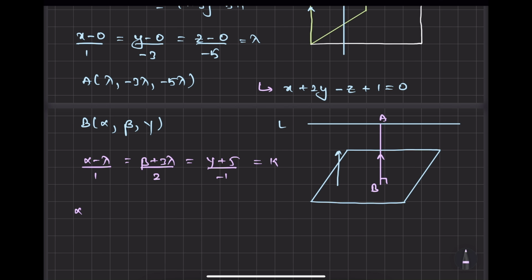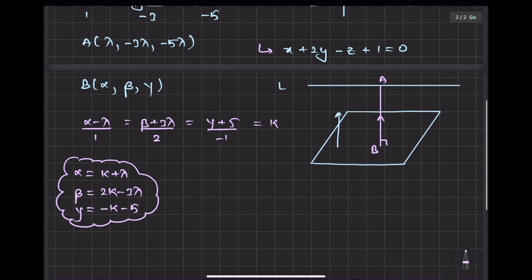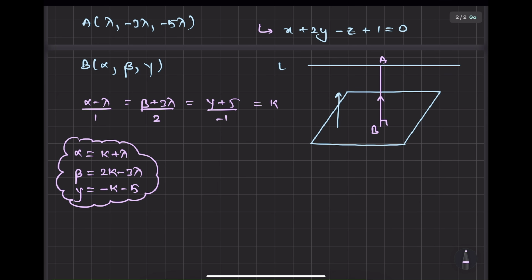So the value of alpha will become what? k plus lambda. Beta will be what? 2k minus 3 lambda. And gamma will be what? Minus k minus 5 lambda. So you got point B. Now you know that this point B lies on the plane. So it will satisfy the plane. Why am I doing this? So that I can find the value of k. Okay.